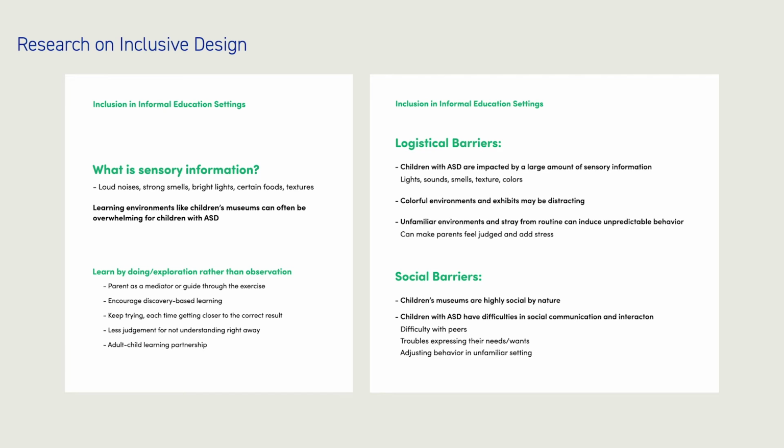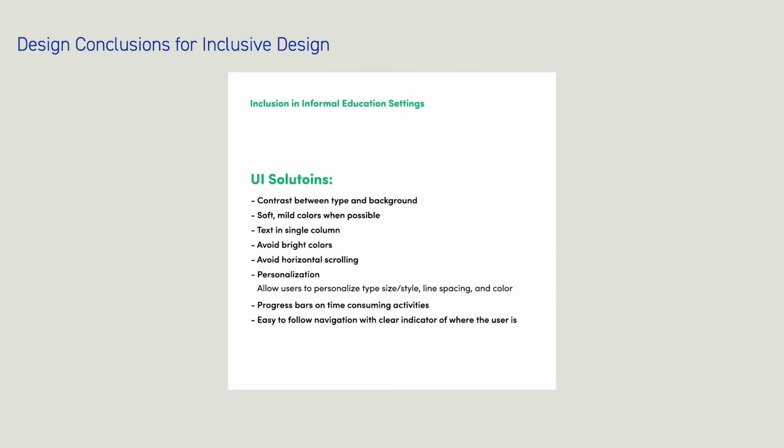So after that research, their UI solutions were: they need more contrast between type and background, but they have to use a softly mild color when possible. And they have to use text in a single column because they tend to get overwhelmed really quickly. They had to avoid bright colors and horizontal scrolling, and allow users to personalize type size, style, line spacing, and color. And a progress bar on time-consuming activities. And they have to have easy-to-follow navigation with a clear indicator of where the user is.